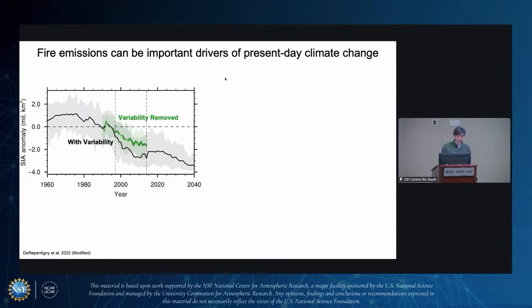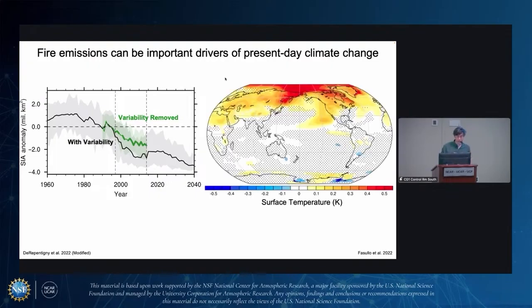this study found that variability in fire emissions causes simulated sea ice to decrease faster than without. Consistent with this, another study found that variability in fire emissions drives warming across the northern hemisphere extratropics.